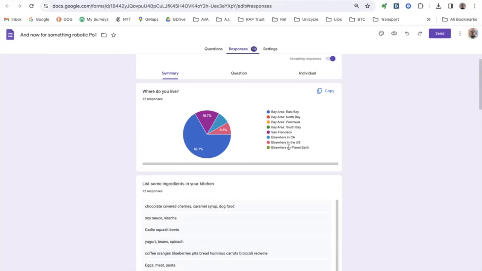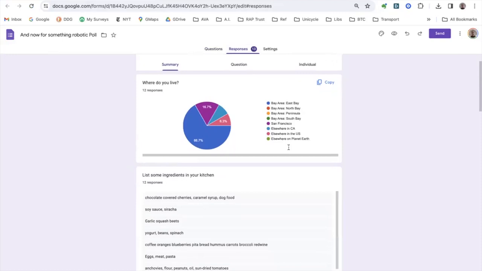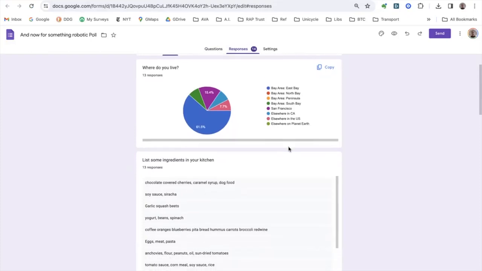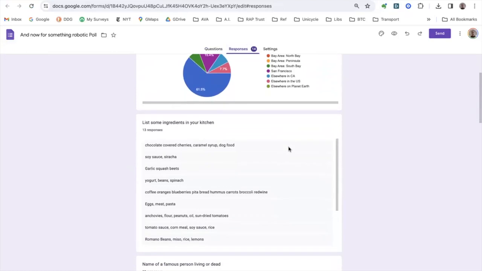We have, it seems like, one or two people from the South Bay, which is, no, that must be elsewhere in California. I was thinking, yeah, the South Bay, Nick, those might be those very people that you want to get a hold of. I mean, someone elsewhere, someone outside of the US. That's really cool.